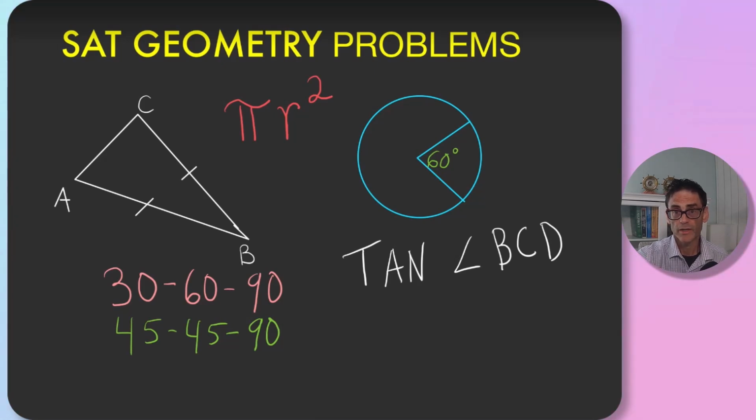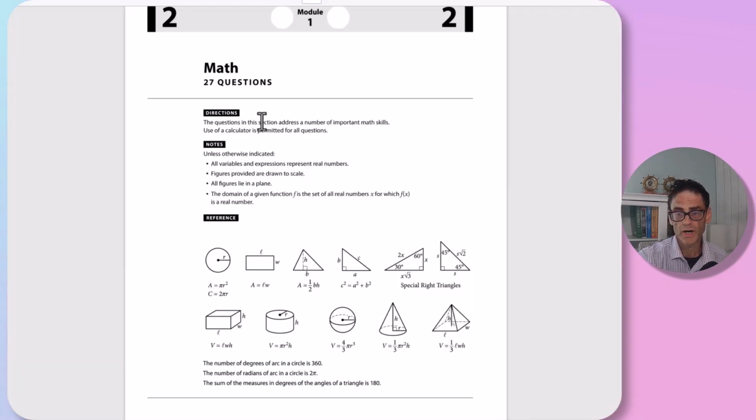And before I go into them, I want to just remind you that when you have the SAT test in front of you, you will have at the beginning of each module this little page here that has some reference formulas such as area of a circle, especially the 30-60-90 and 45-45-90 right triangles. You really should know these ahead of time, so you shouldn't have to look at them, but they're there in case you need them.